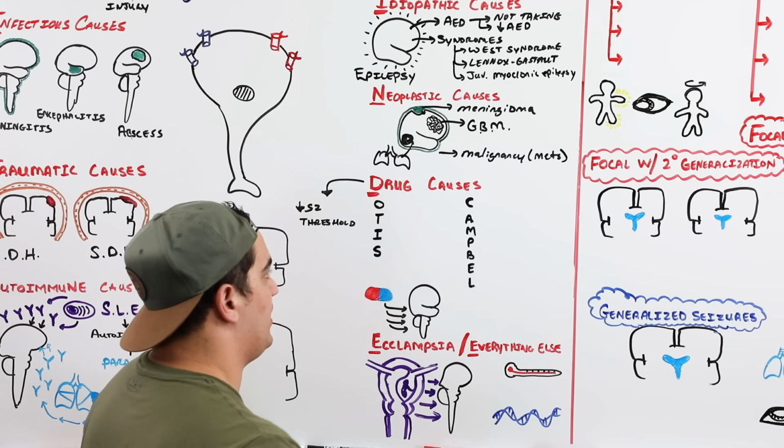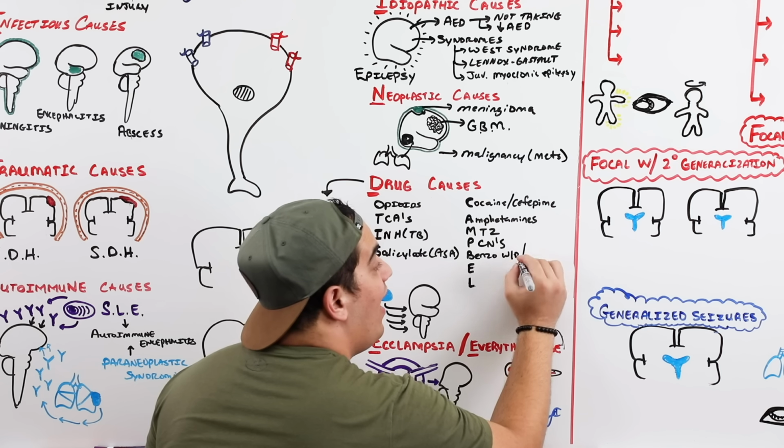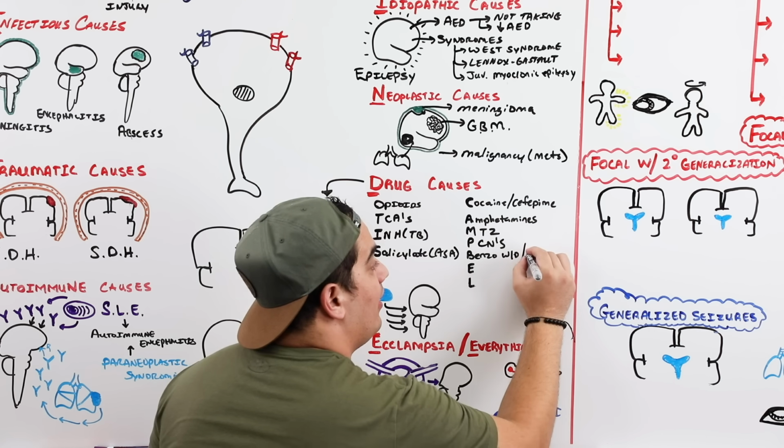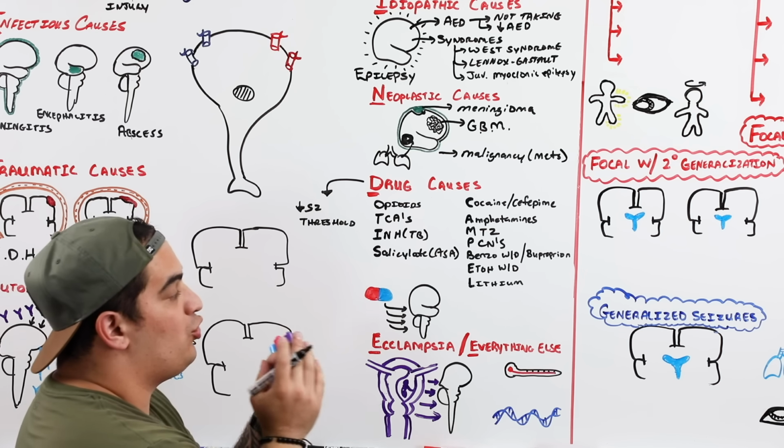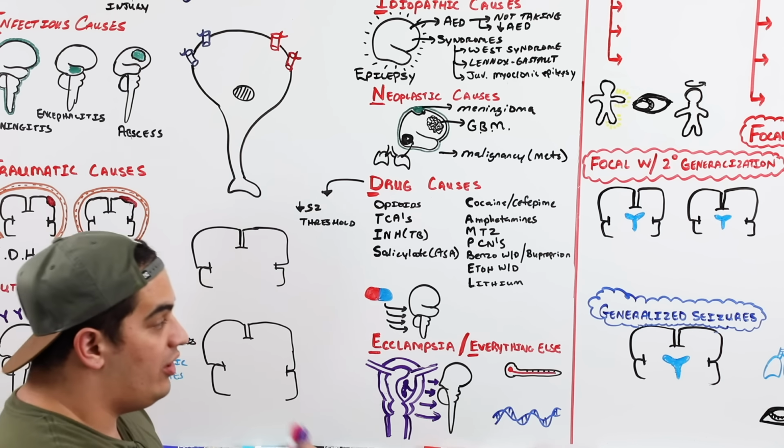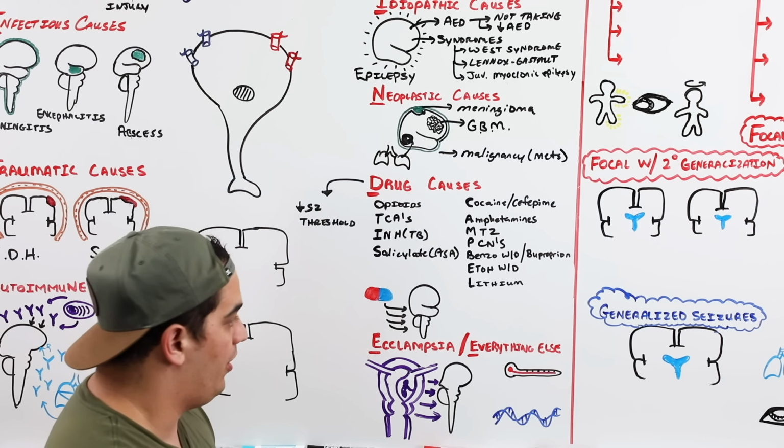A for amphetamines, which includes things like Ritalin and Adderall. M for metronidazole, which is a type of antibiotic. P for penicillins, which are types of antibiotics. B for benzo withdrawal, as well as, don't forget, the medication bupropion, which is Wellbutrin, okay? Another one is ethanol withdrawal, and last but not least, lithium. These are all common drugs that you need to remember could be potential causes of someone developing a seizure by lowering that seizure threshold.